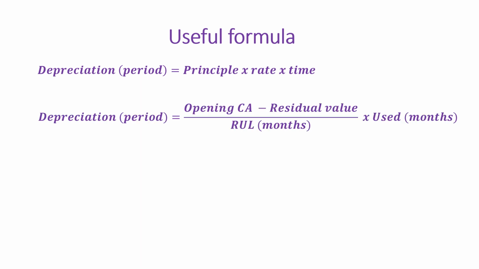Now that you have been provided with depreciation and wear and tear rates, it's important that you understand the various formulas available at your disposal to calculate depreciation and wear and tear. Traditionally, we've always used the formula: depreciation for the period is equal to principal times rate times time. Rate would always be expressed in a percentage and time would generally be over 12 months. However, I'd like you to get comfortable with a new formula, being depreciation is equal to opening carrying amount less your residual value, divided by your remaining useful life in months, multiplied by the period used.